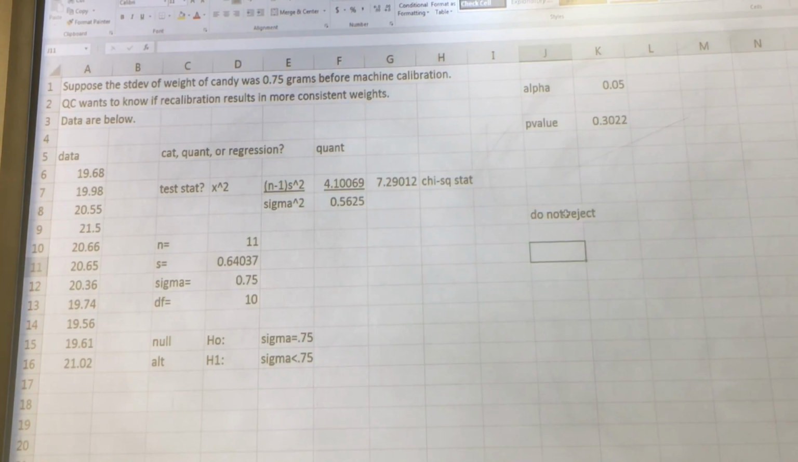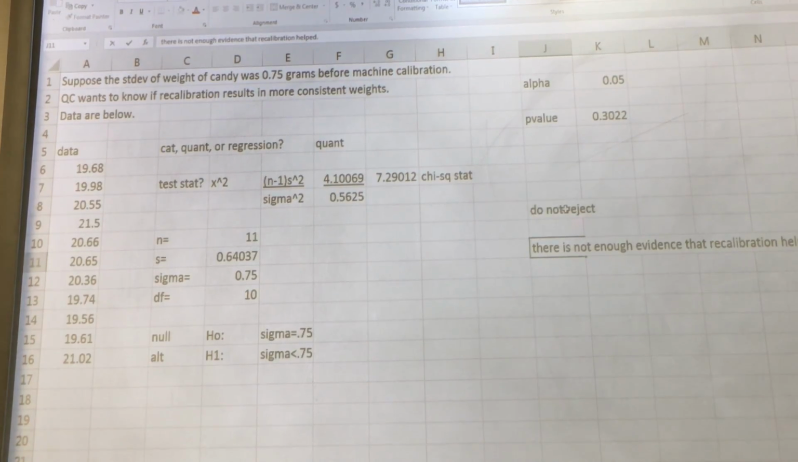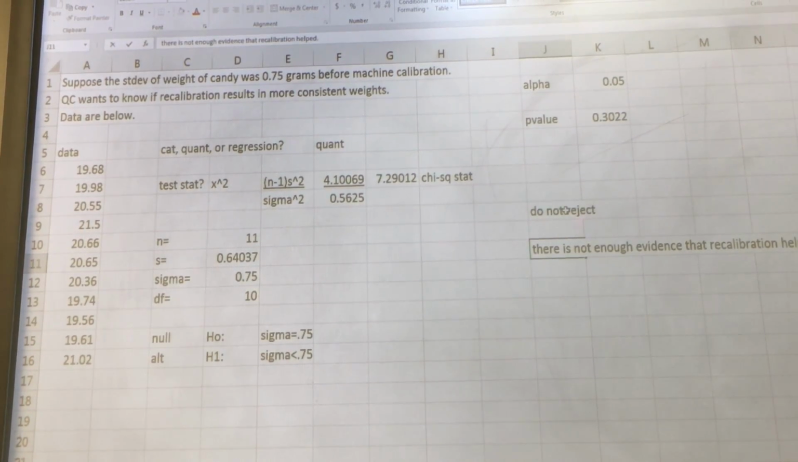Okay? That means what? Has the recalibration resulted in more consistent weights? There is not enough evidence that recalibration helped. Okay. Now it looks like it went down. It might have gone down. We don't have enough evidence because we only tested this on 11 candy bars, right? So maybe it helped, but we don't have enough evidence. Okay? Maybe if we sampled more.